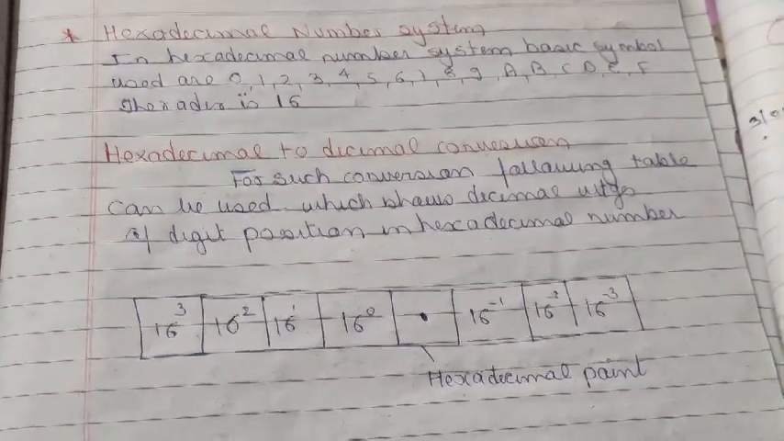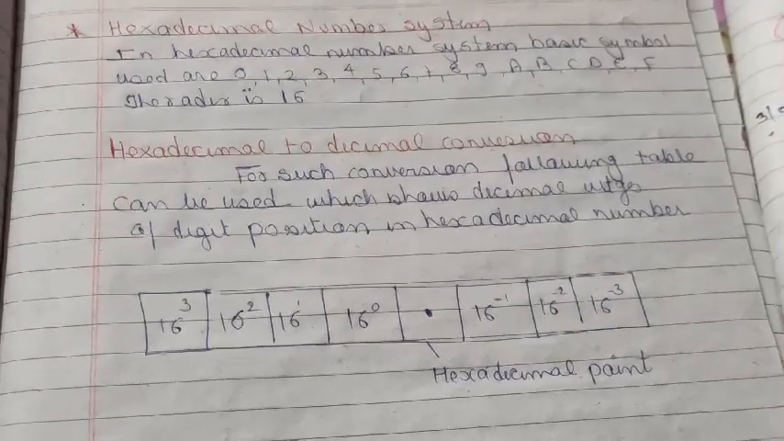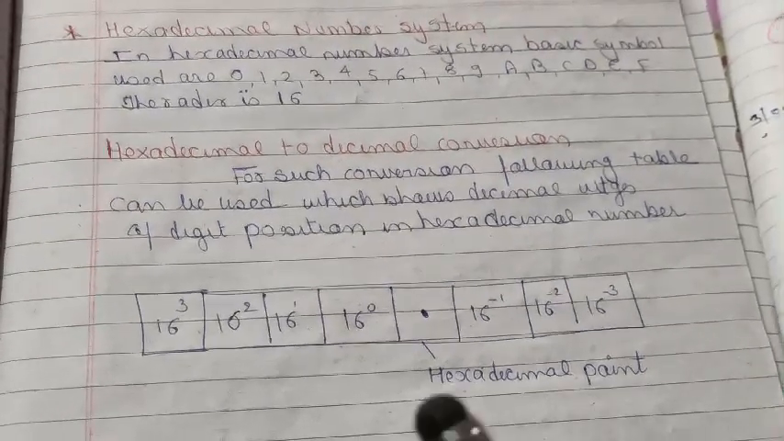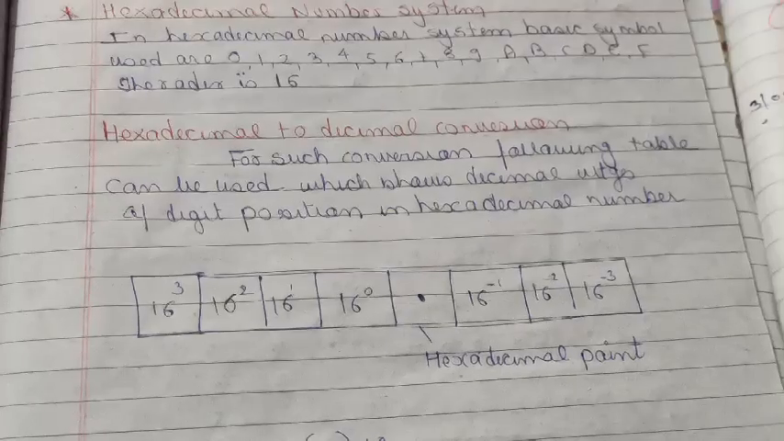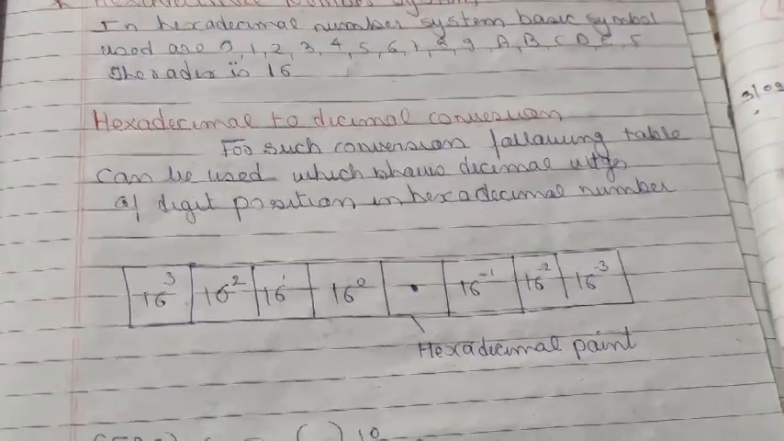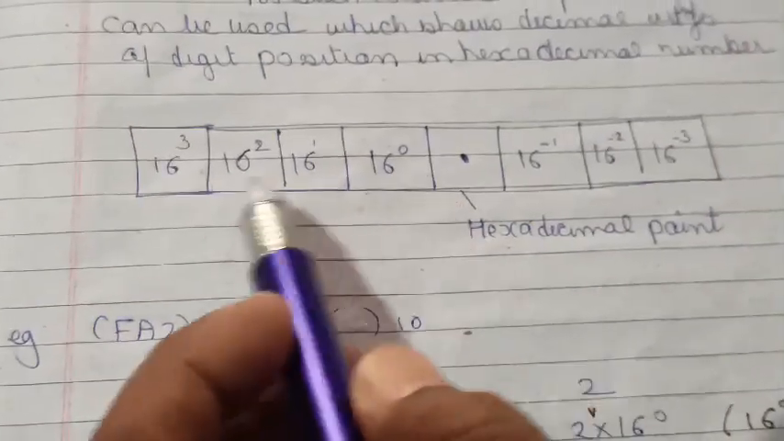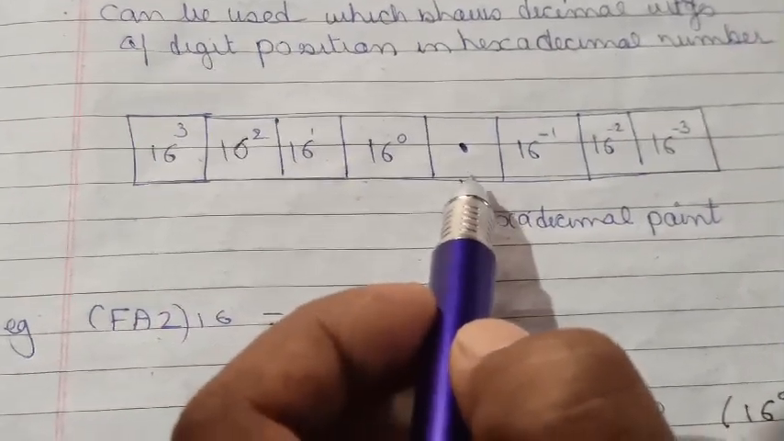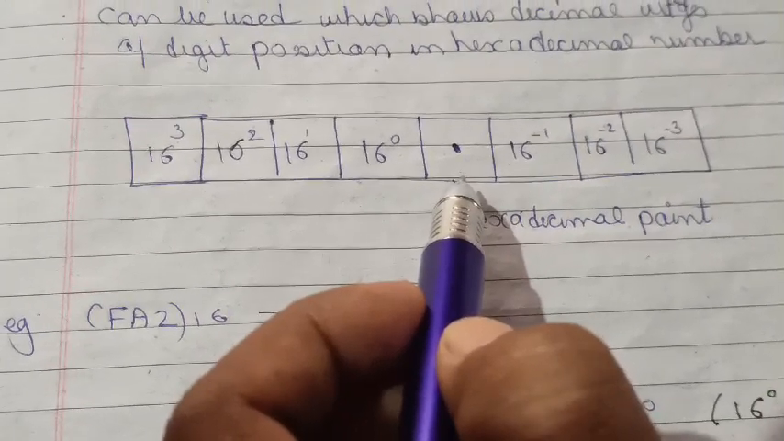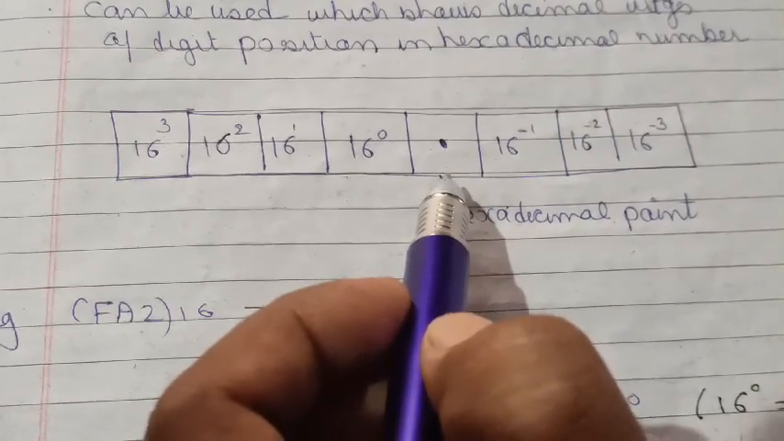So today the first point which we will be discussing is hexadecimal to decimal conversion. What is the process to convert a particular hexadecimal number to a decimal number? The process is as follows. A table is represented over here. By using this table we can convert any hexadecimal to decimal.